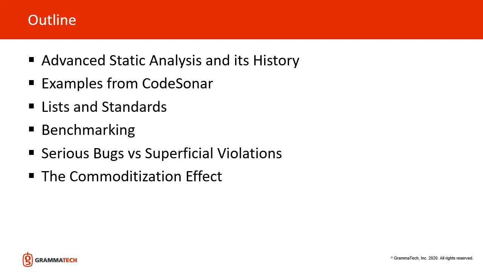So here's my outline. I'll give you an idea of what advanced static analysis really means to me, and the history of the tools in this domain. I'll give an example from CodeCenter, just to give you a feel for the kinds of things I'm talking about. Then I'll talk about these commoditization effects and how they've taken hold, starting with lists and standards and so on. I'll talk a bit about benchmarking static analysis tools and how that has had some unintended consequences. Then I'll talk about how the core value of these tools, which is finding the serious bug, has been kind of overtaken a little bit or crowded out by more superficial things. And I'll say a little bit about how the commoditization effect has taken hold and what we can do about it.